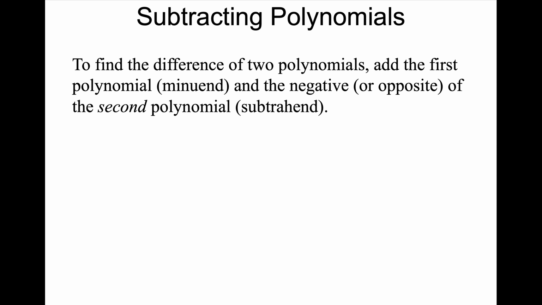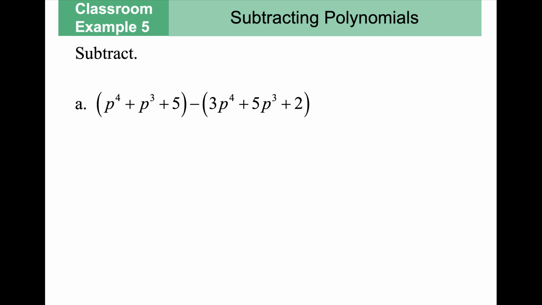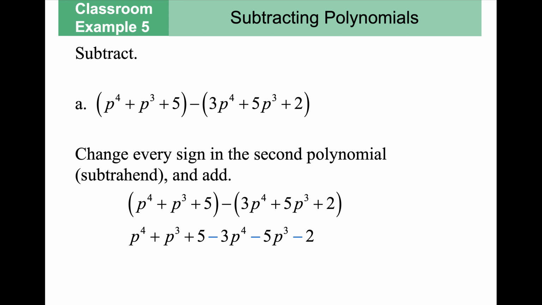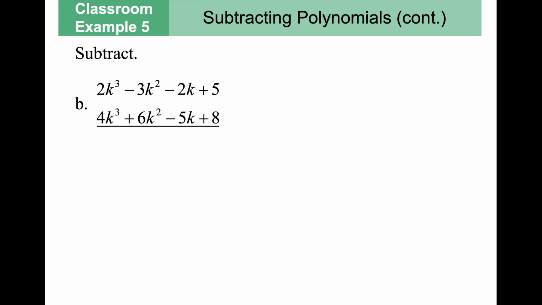If I want to subtract polynomials, that's where I have to be careful because I'm going to have to distribute a negative value. So let's look at this example. Before I can drop the parentheses off, I have to change the sign of everybody in the second polynomial because that's how I distribute the negative. Now that I've done that, I can identify my like terms and combine them. 5 minus 2 is 3, and that's how you subtract polynomials.